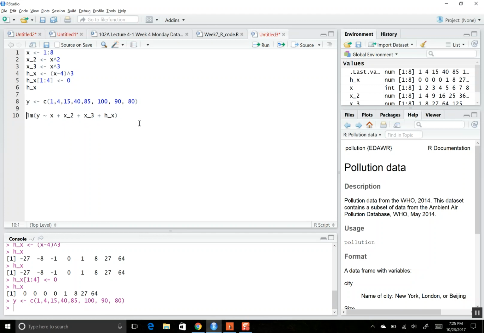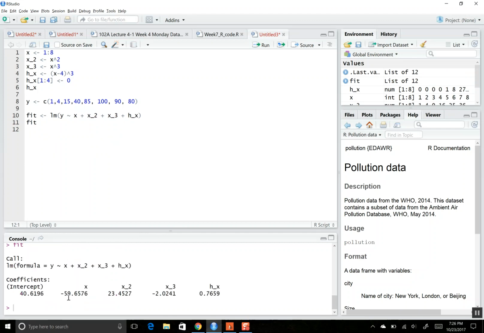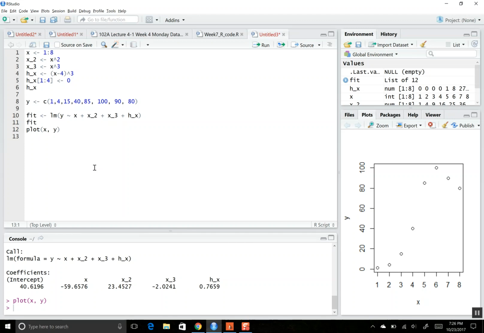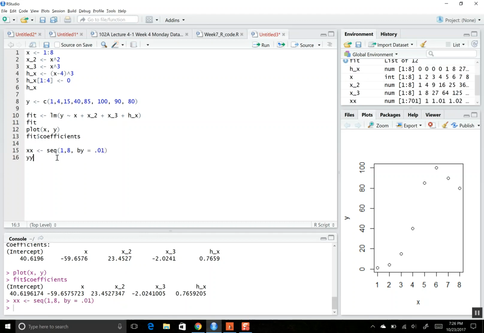Okay, and then when I do that, we will get this, and these are my predictors now, and it looks very strange. Let's create a plot between x and y. This is what my plot looks like, and let's see if we can take my coefficients, fit$coefficients. I have this, and a sequence from 1 to 8 by 0.01, and then our fitted y will be this.